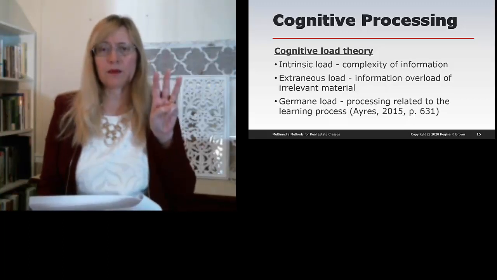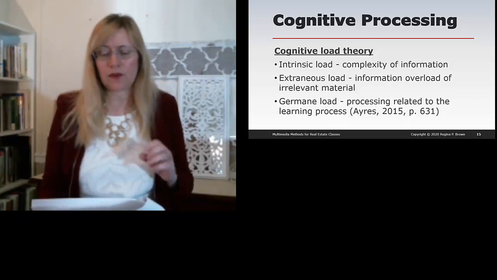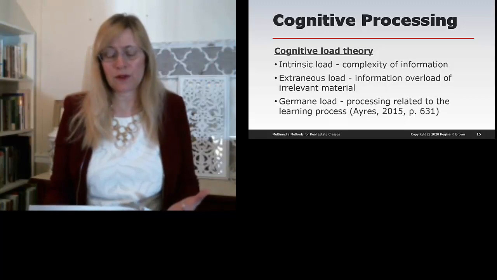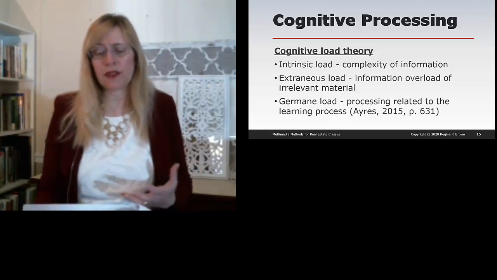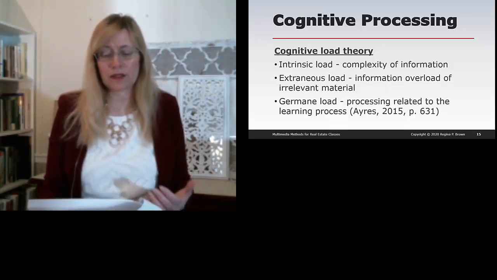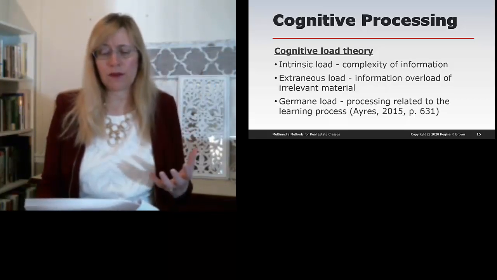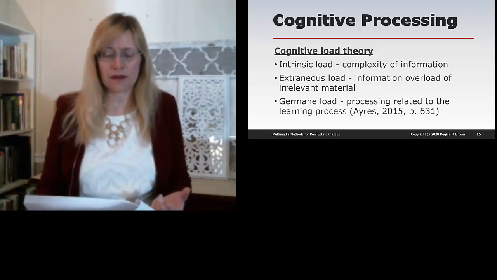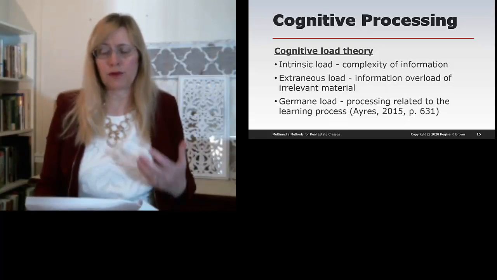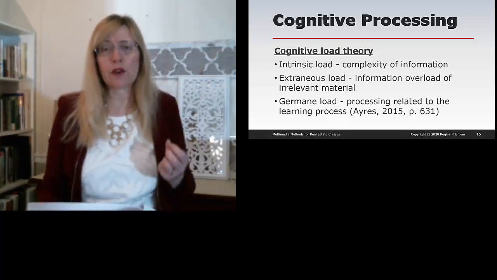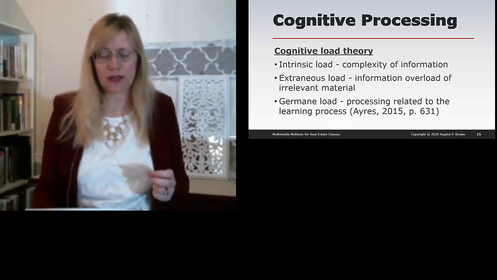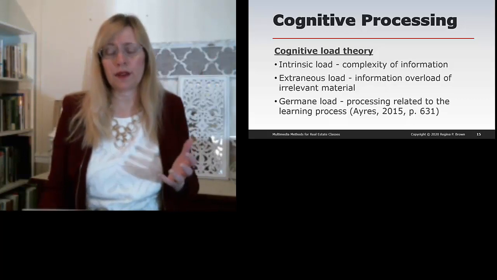The author identifies 3 types of cognitive loads: intrinsic, extraneous, and germane. An intrinsic load refers to the complexity or difficulty of the information as received by the learner. The extraneous load means there's information overload of irrelevant material, and that should be eliminated. The germane load is a processing load that is related to the learning process. That explains why it's so important to design a multimedia course that facilitates effective learning and does not overwhelm the cognitive learning process.